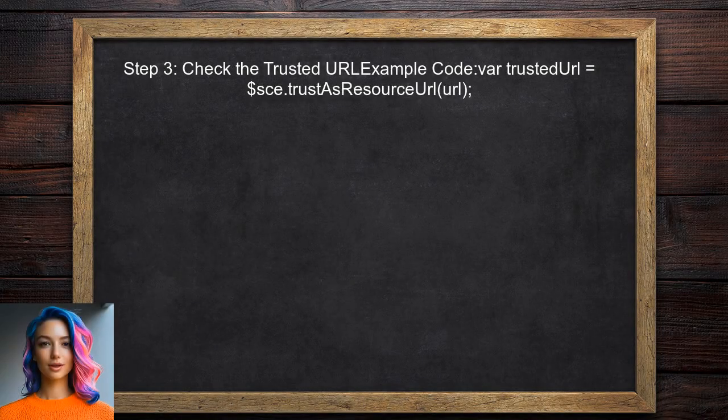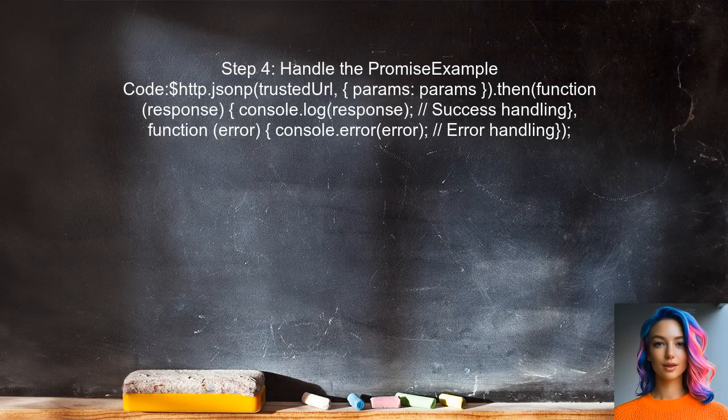After that, the user should check the URL being used in the http.jsonp call. It's important to use the trusted URL that has been sanitized with SCE. Finally, the user should handle the promise returned by the http.jsonp call. They need to ensure that the success and error functions are defined to manage the response appropriately.